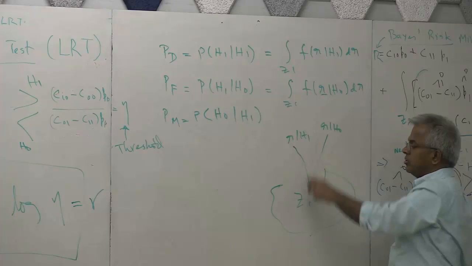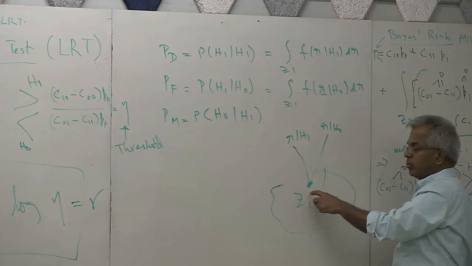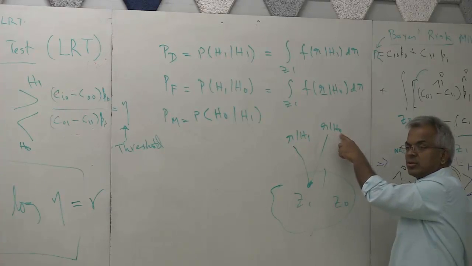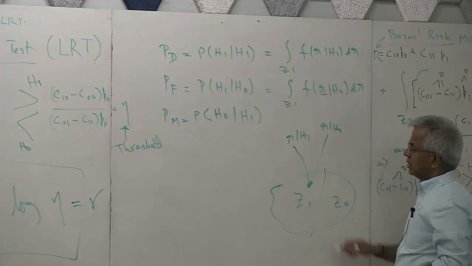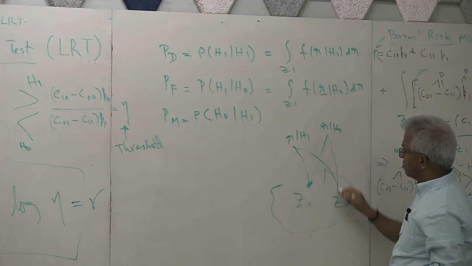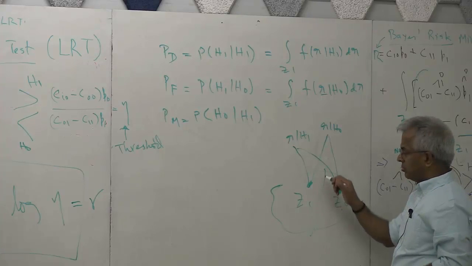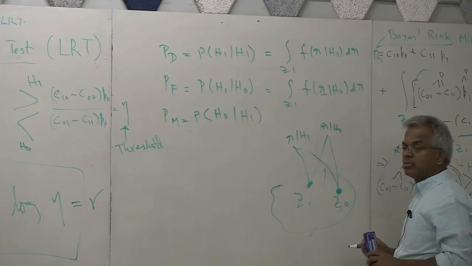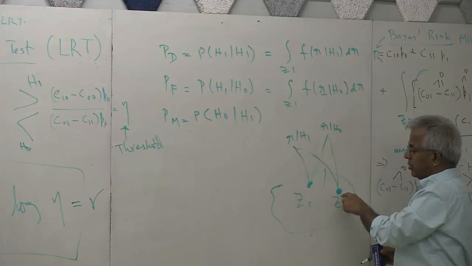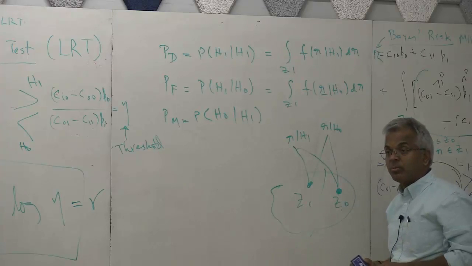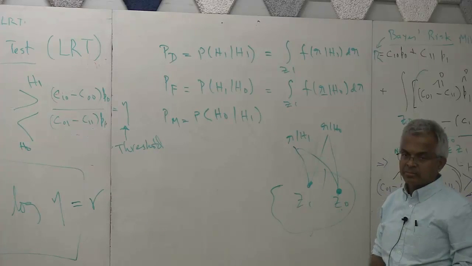That's the probability of detection. But if the data falls here, that's bad, because then you are going to decide in favor of H1 when H0 is true. That will be a false alarm, right? Same thing here. If the data falls here, we are going to declare Z0, because we have already done the partition somehow. Then if H1 is true and you decide in favor of H0, that's the probability of miss, right? So you see physically, right?